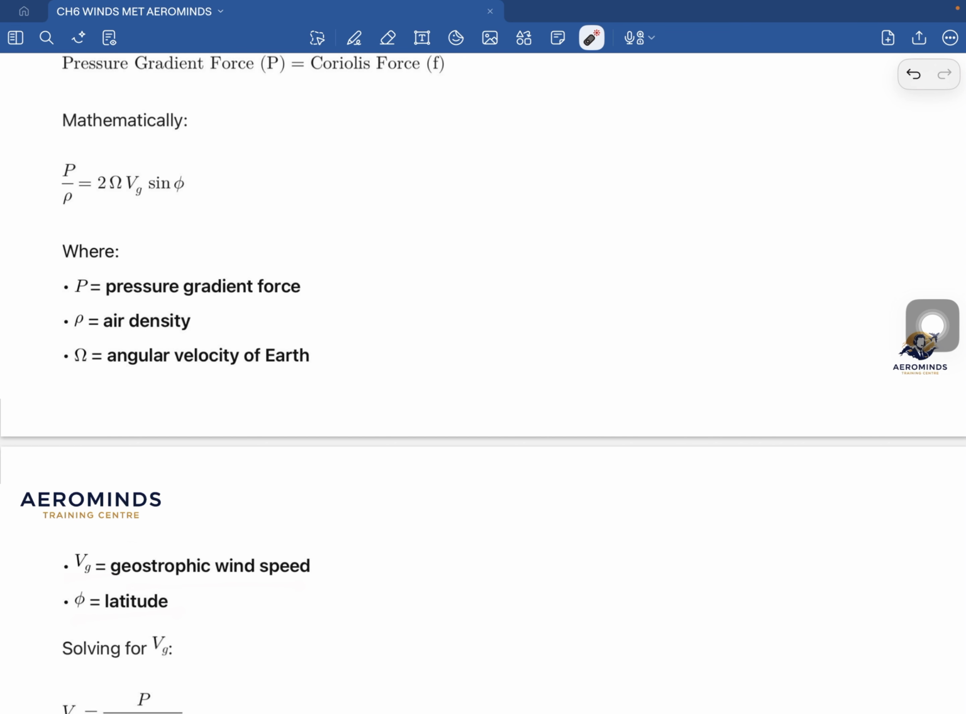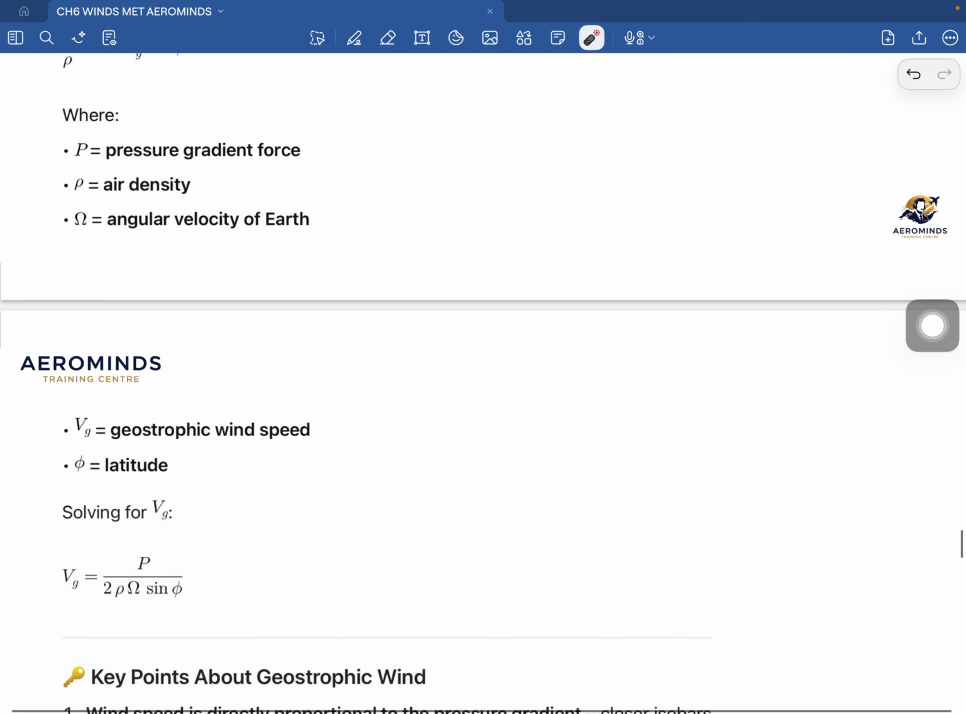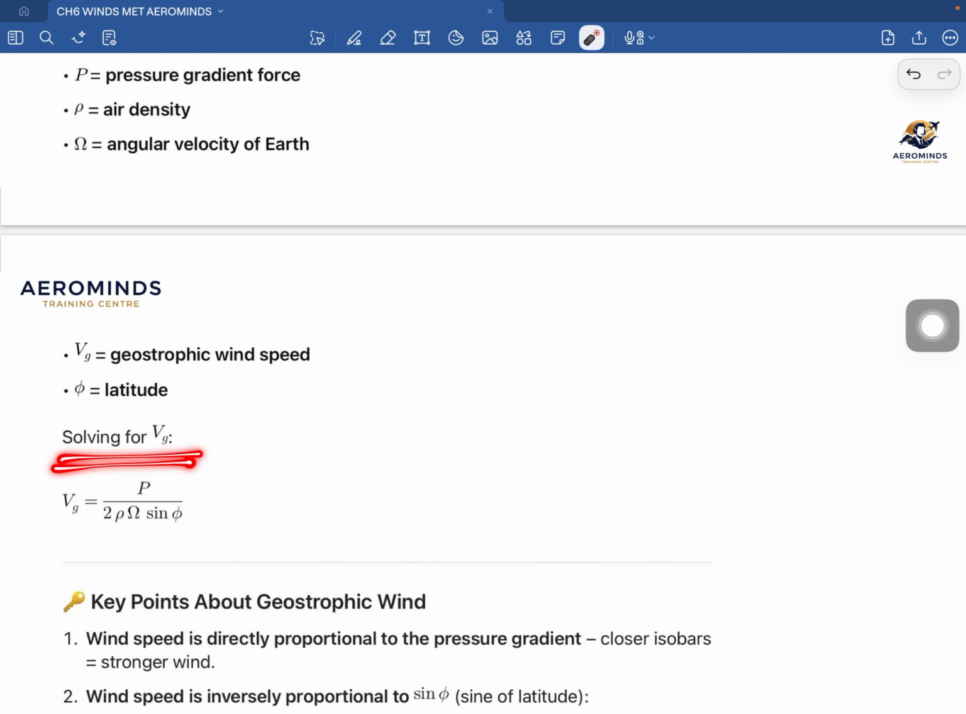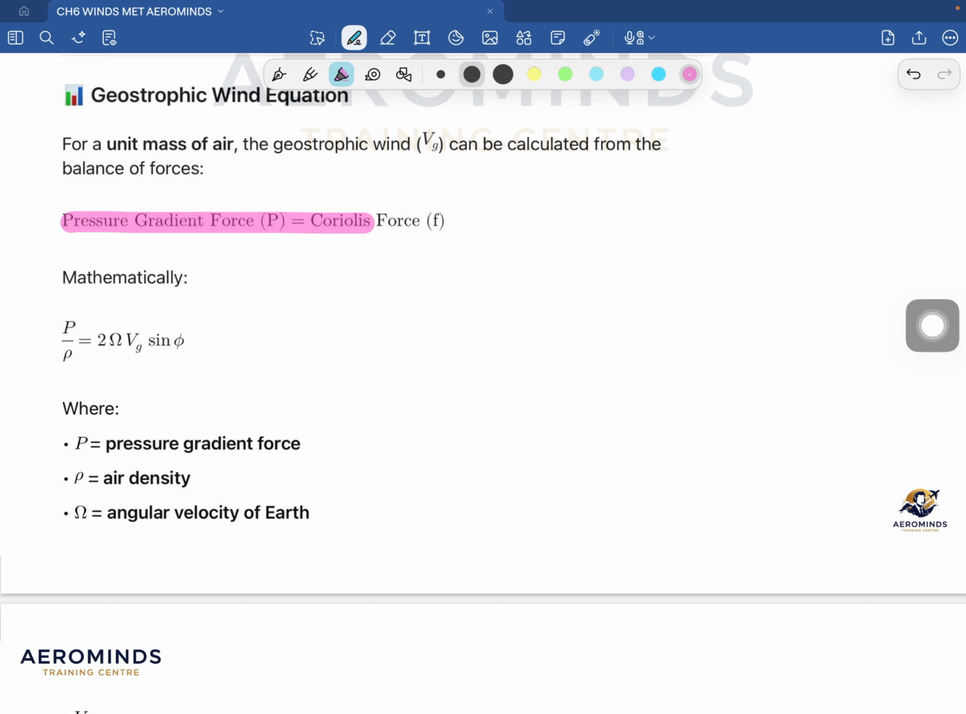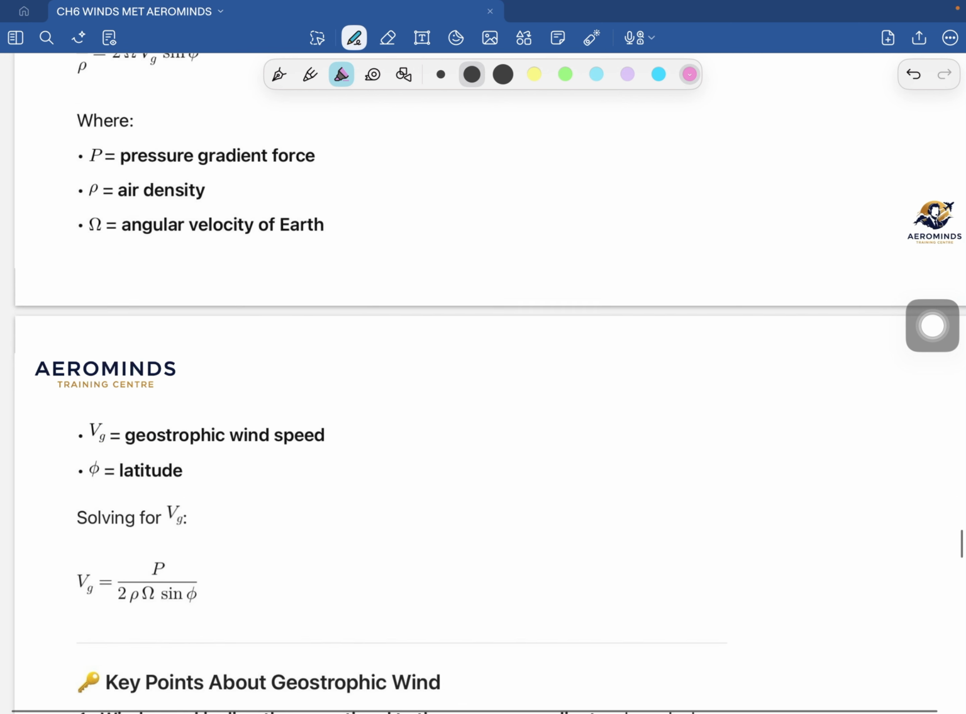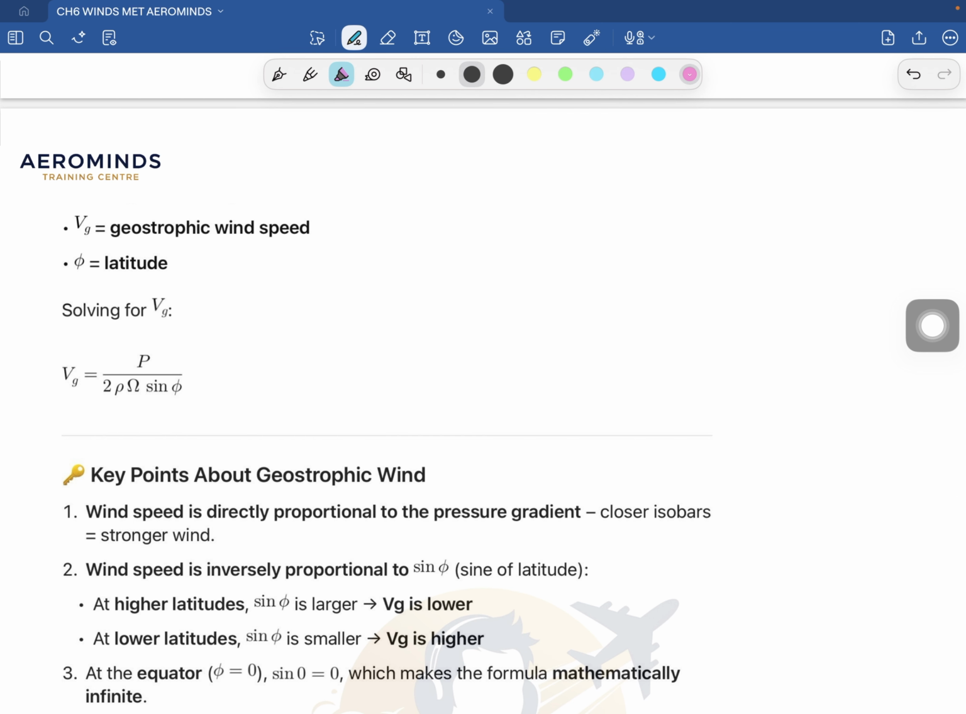Now when we rearrange this equation to find the geostrophic wind, solving it for Vg, we get Vg equals pressure gradient force divided by 2 into air density into omega into sine phi. Remember this. For a unit mass of air, pressure gradient force is equal to Coriolis force because they both are balancing. If we write it like this, this is the formula for the geostrophic wind. So remember this.